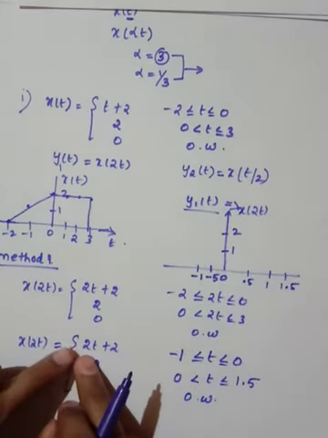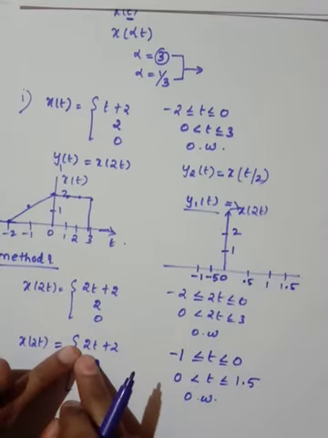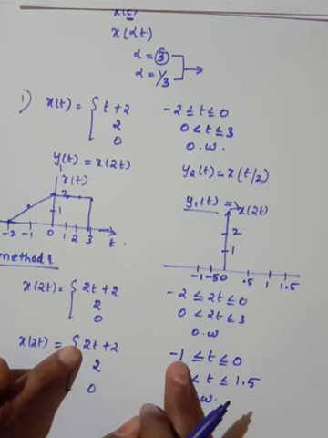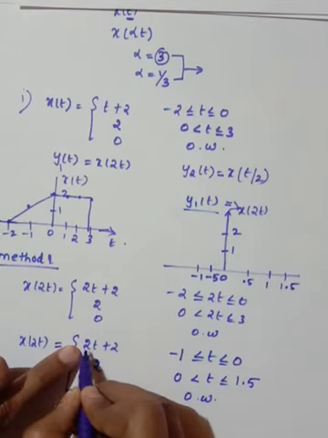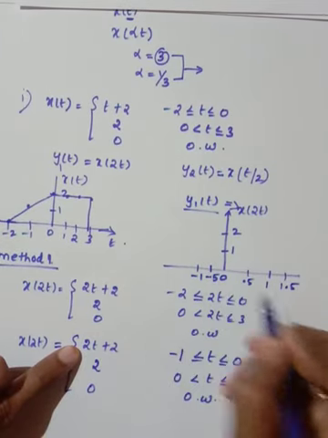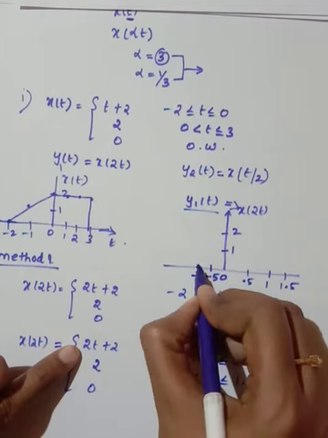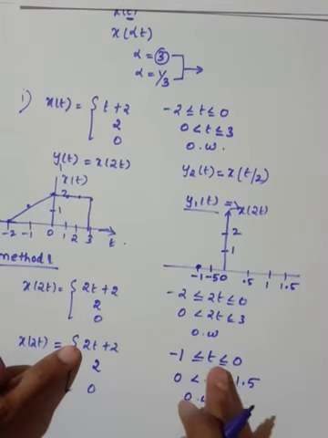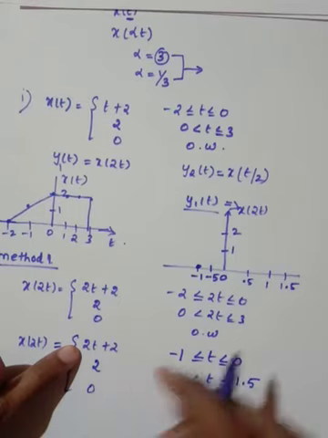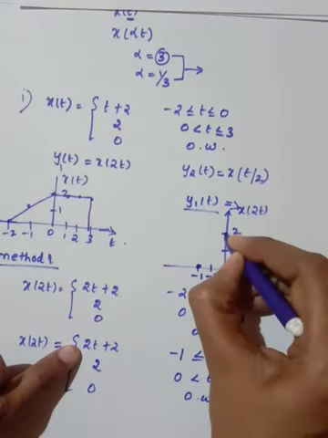Now when you substitute the values for t, what is the first value of t? t equal to minus 1. When you substitute minus 1, it becomes minus 2 plus 2, so it is 0. So at minus 1 the value is 0. Next, if I substitute 0, I will get 2 here.